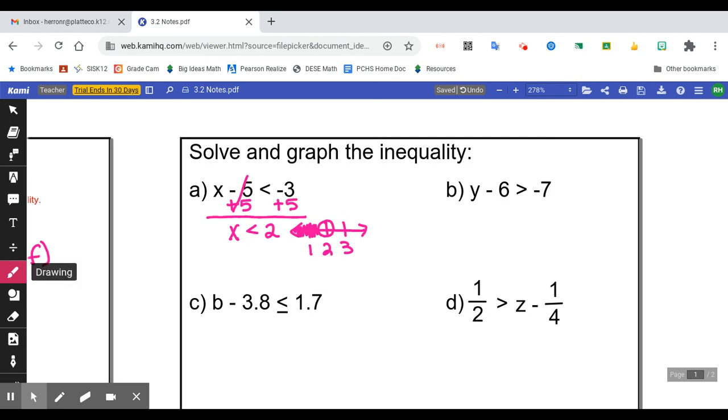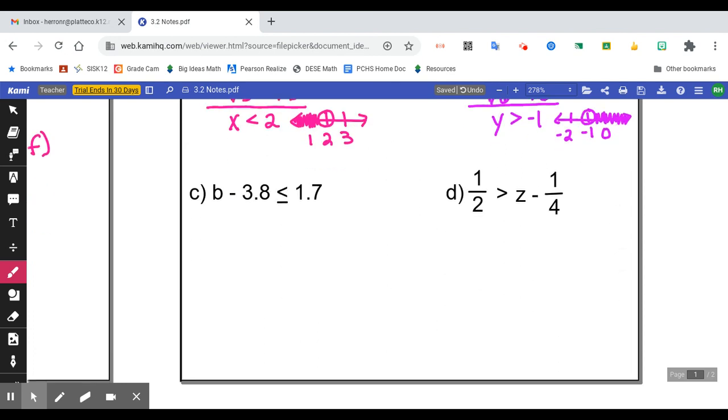We've got y minus 6 is greater than negative 7. So again, the opposite would be addition. These are canceling. Y, symbol drops. Negative 7 plus 6 is negative 1. So negatives on the number line, remember, go backwards. So I would do negative 2, negative 1, 0. Greater than means it's an open circle because there's no equal to. And greater numbers go to the right. Okay. Let's go to the next one.